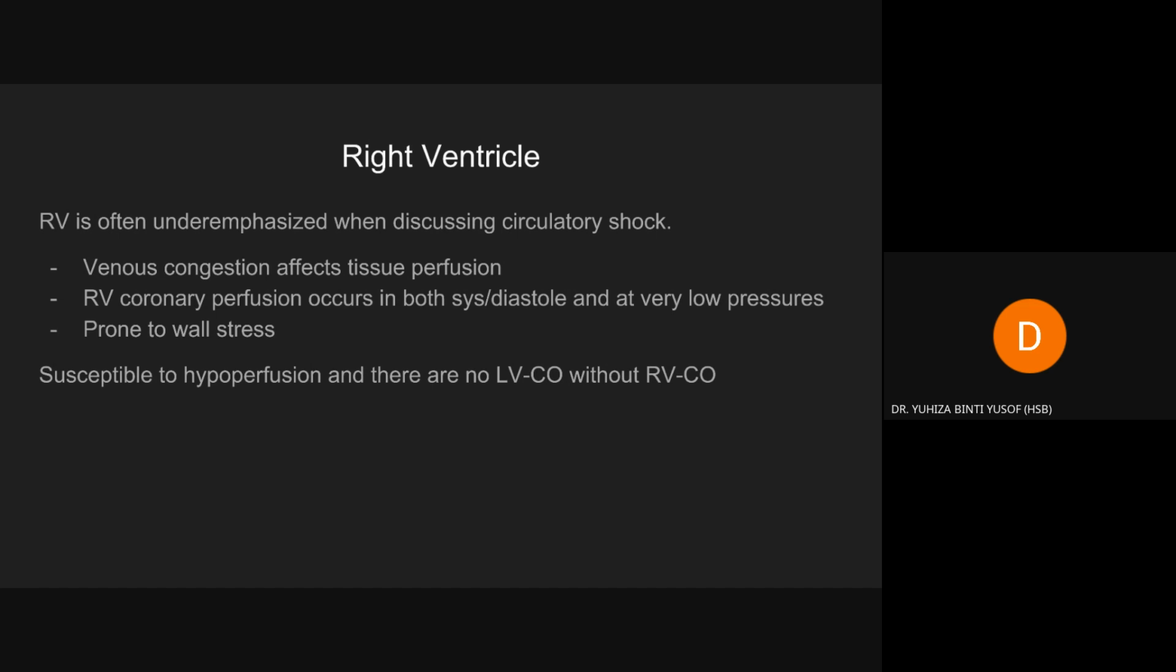Okay, tak apa, continue. Anyway, there's a few more peculiarities of the right ventricle that you have to know. Another one is that unlike the left ventricle, it's perfused during both systole and diastole and at very low pressure. So what might happen is that if your patient has a sudden acute elevation or sudden right ventricular outflow tract obstruction, the walls of the right ventricle might not be able to cope with that sudden elevation and they become hypoperfused.